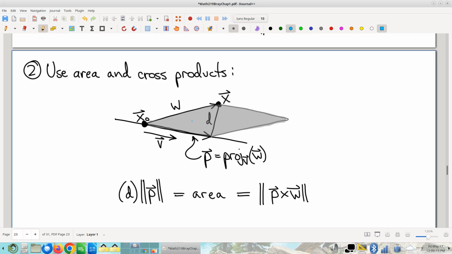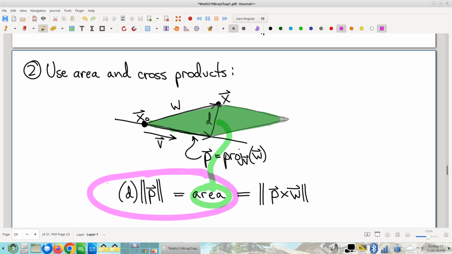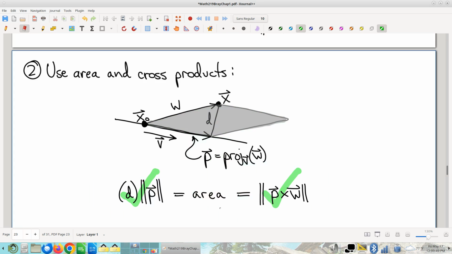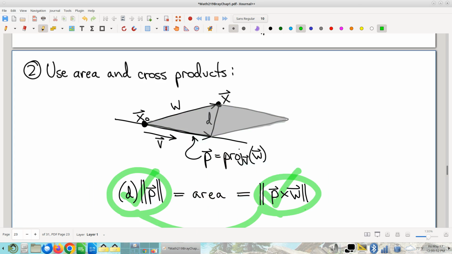So this is a mathematical bank shot in the sense that we're going to start off by computing something that's not what we're interested in. In particular, I'm going to start off by computing this area right here. They didn't ask about area. Why am I computing area? Well, the reason is that if I compute it two different ways, the answers that I get, being as they are both equal to the area, are also both equal to each other.